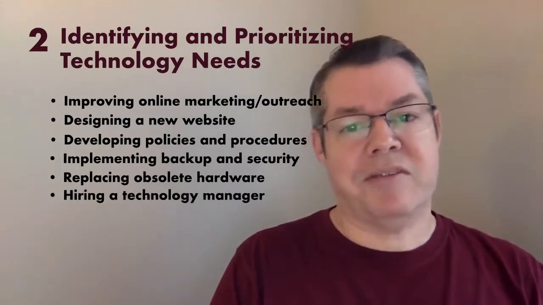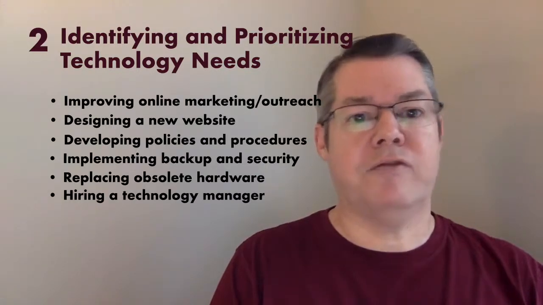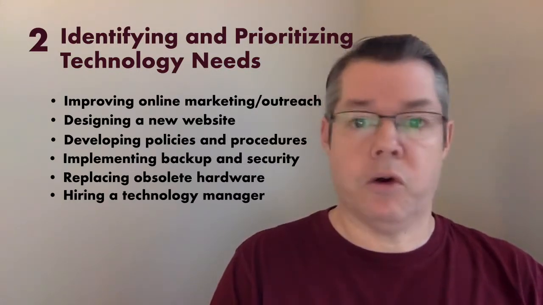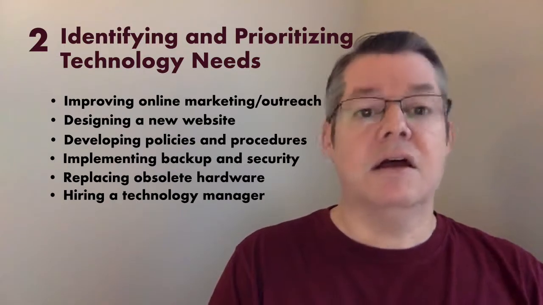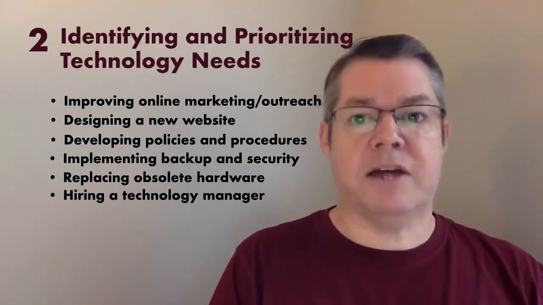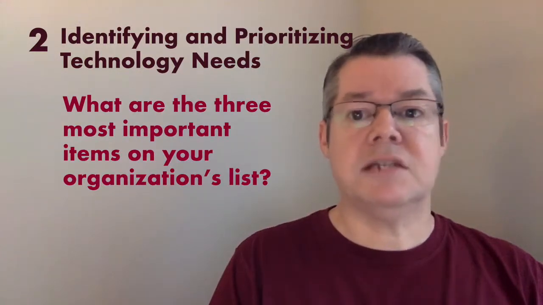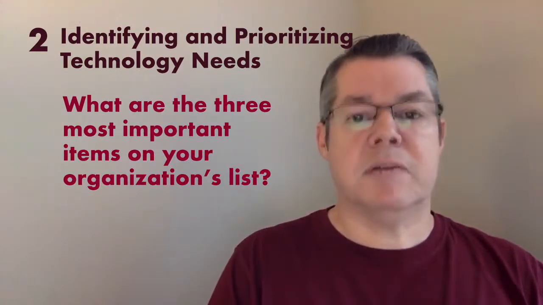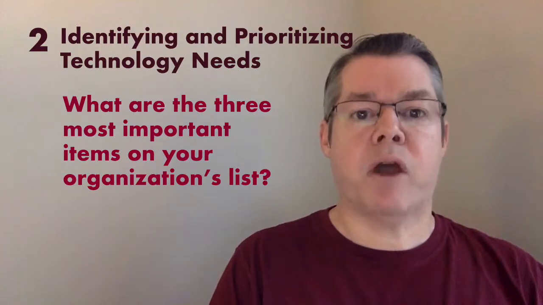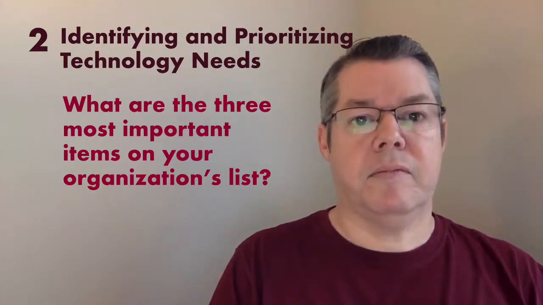Since your brainstorming session will most likely identify far more technology needs than your organization can address, the next step is to prioritize your needs. What are the three most important items on your organization's list? Be realistic about what you can accomplish and set priorities accordingly.